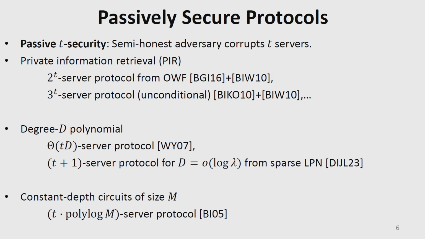Second, even for polynomials, we have an unconditionally secure database search protocol. And also, recently, a computationally secure protocol with a smaller number of servers was constructed from sparse LPN. And finally, we also have an unconditionally secure protocol for computing constant depth circuits. However, all of these protocols are not actively secure. That is, if servers send incorrect messages, then there is no guarantee that a client obtains a correct result.